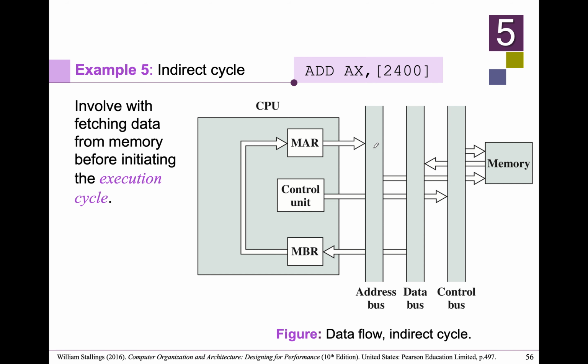Okay, now we look into the example. It involves fetching data from memory before initiating the execution cycle. You were given a single instruction. So what is your single instruction? The single instruction is ADD AX, and this one is the address of 2400.